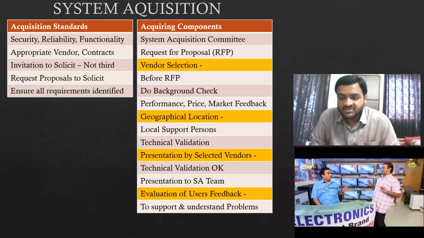Okay, so first step is we will organize a meeting. They will prepare their presentations. We will ensure that the technical validation is done. And if the technical validation is okay, only then we will allow them to do a presentation to the system acquisition committee. And in the end, we'll also do evaluation of users' feedback so that we can understand what are the problems they have in relation to these systems.